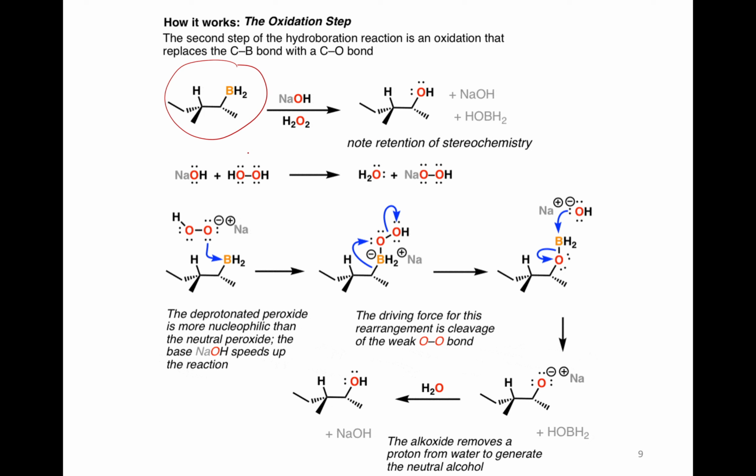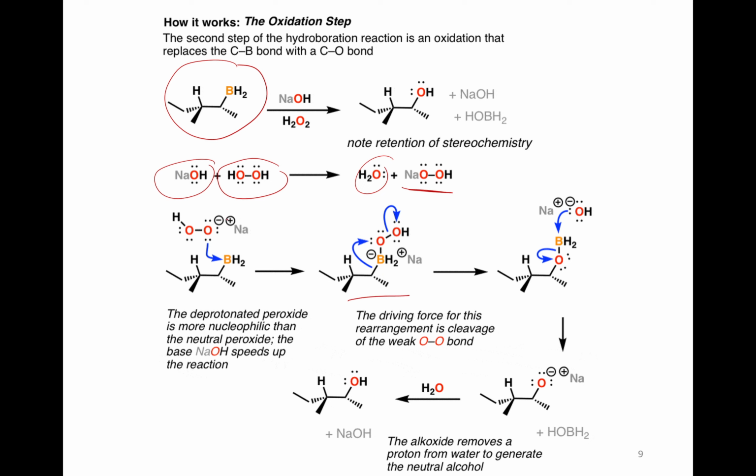Then in the next step, when we add hydrogen peroxide with sodium hydroxide, the peroxide anion formation takes place, right? And this peroxide anion will attack BH2. So the lone pair of the oxygen will attack on boron to form the intermediate, which will look like this. The deprotonated peroxide is more nucleophilic than the neutral peroxide, right?